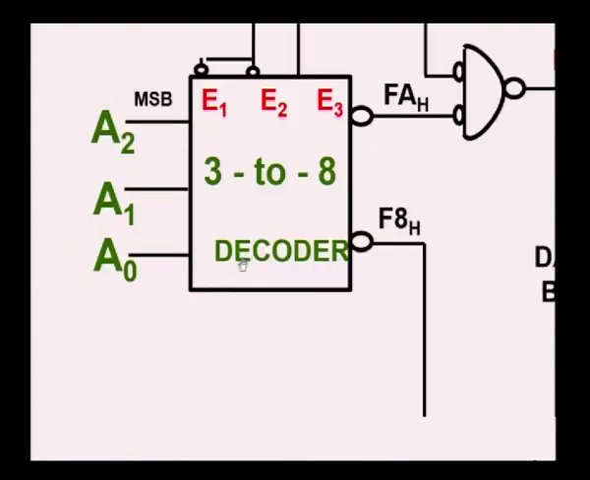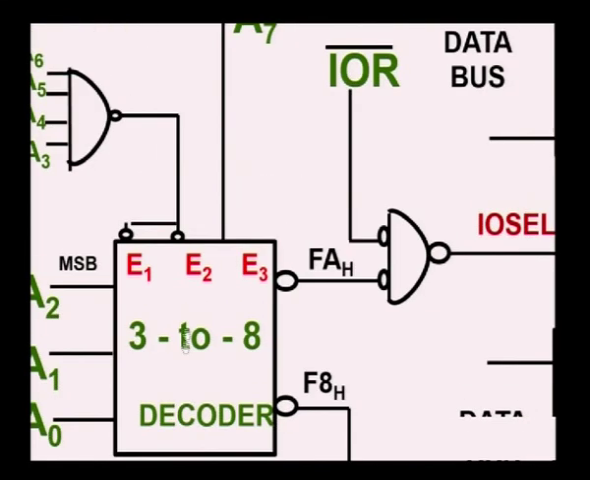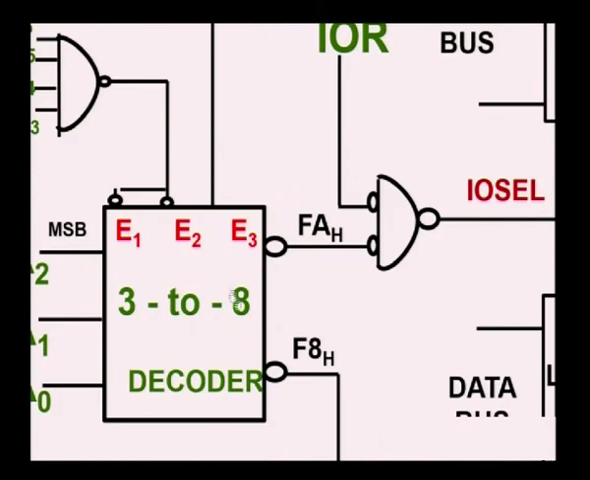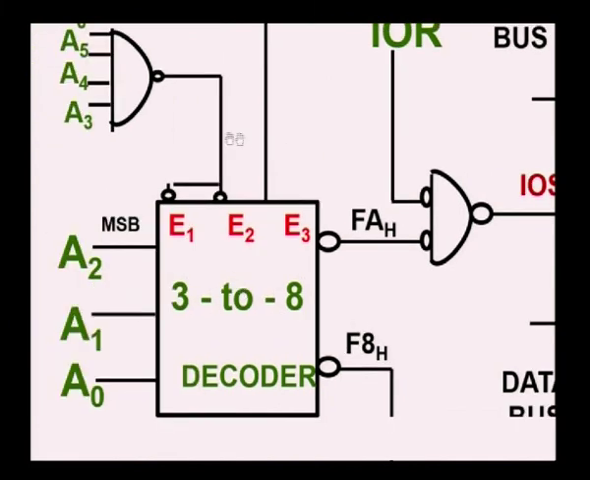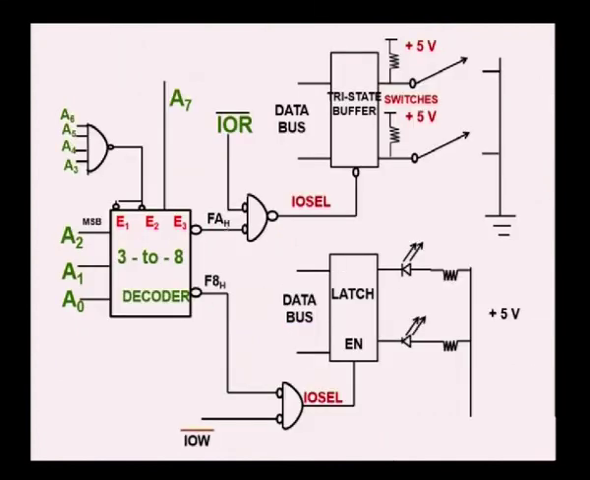This is a 3 to 8 decoder. We give 3 inputs, and the unused address lines are connected to the enable signals. From this we have selected 2 addresses, one for output and another for input. The remaining inputs are high signals. So, here we are giving 1 0 0, then it will select F8, and 1 0 1 means it will select FA.